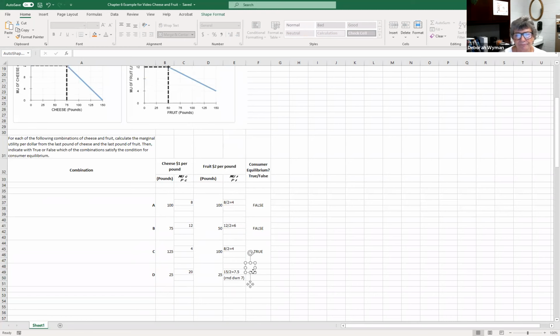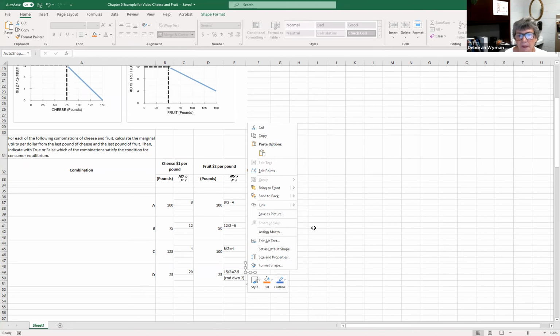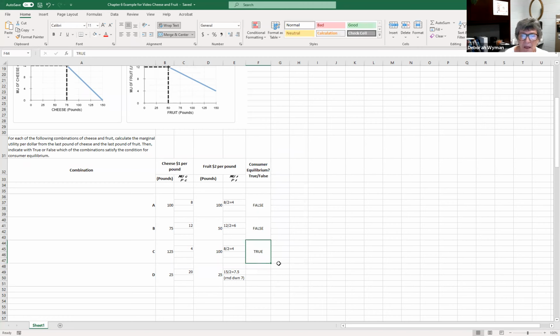And does, what is this thing? Delete this thing, whatever it is, delete. Oops. Oh, my goodness. So does 20 equal 7.5 or 7? No, so the answer is false.